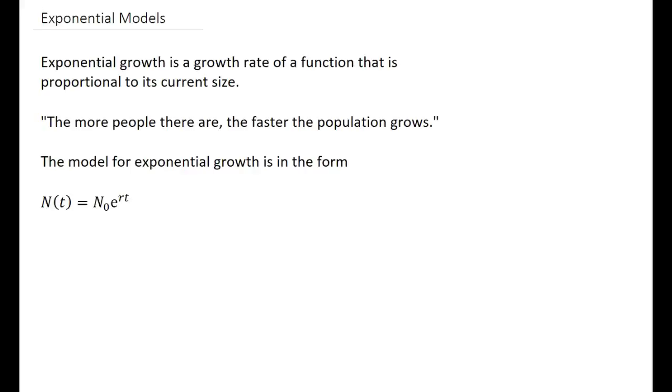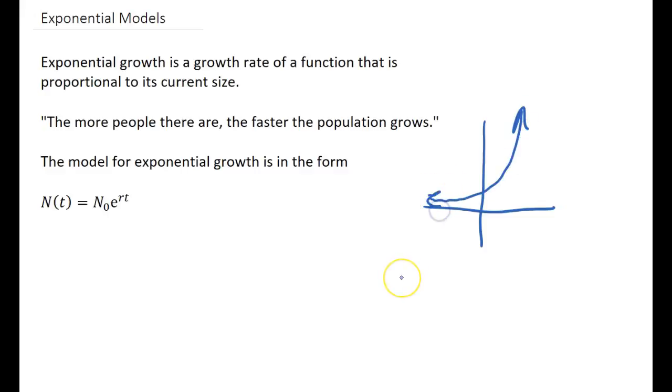We use exponential models to model growth and decay, and often it's population growth. Mathematically, exponential growth is a growth rate of a function that is proportional to its current size. Okay, so what does that mean? It means the more people there are, the faster the population grows. So it starts out slow and it increases more and more rapidly, which, as you remember, matches what the graph of an exponential function does.